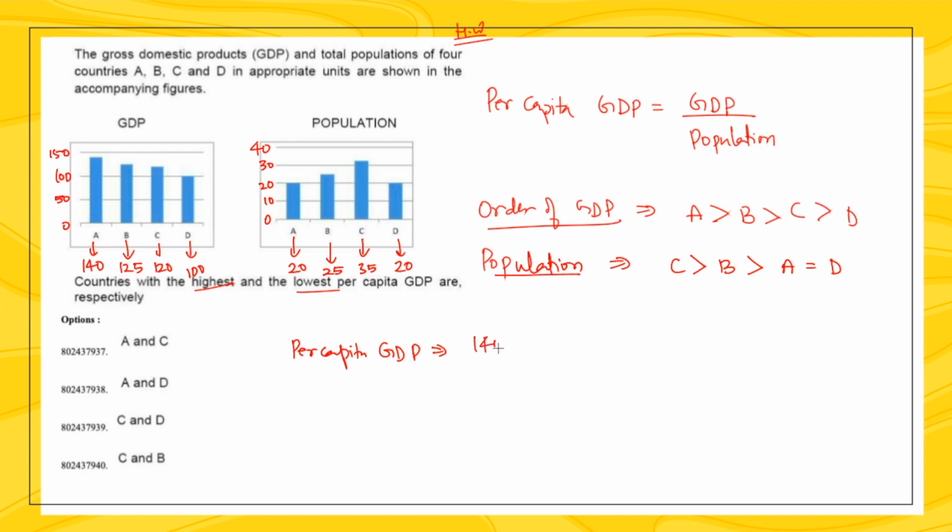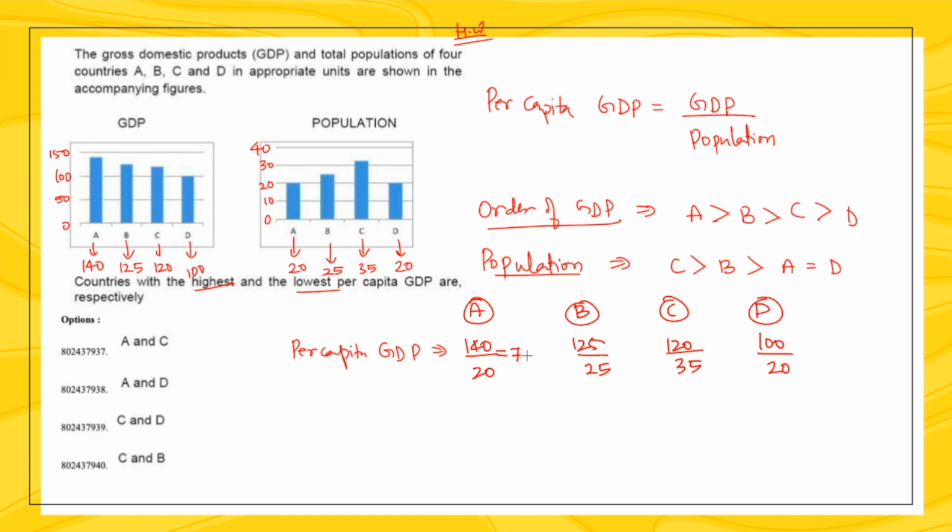So A is having 140 divided by 20, that will give us 70. That is for A. For others also, you can calculate per capita GDP of all of them, so that it becomes easy for us. Per capita GDP for all of them we will calculate, for A, B, C and D. For A it will be 140 by 20, for B it is 125 divided by 25, for C it is 120 divided by 35, for D it is 100 divided by 20.